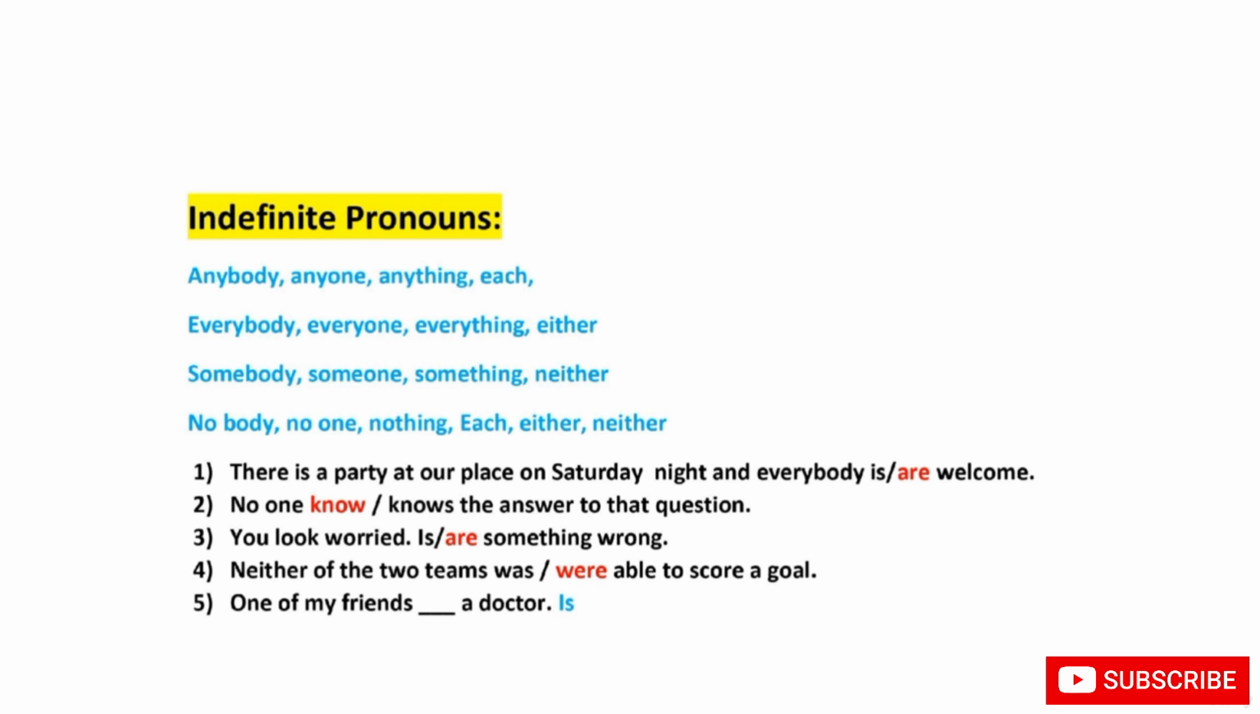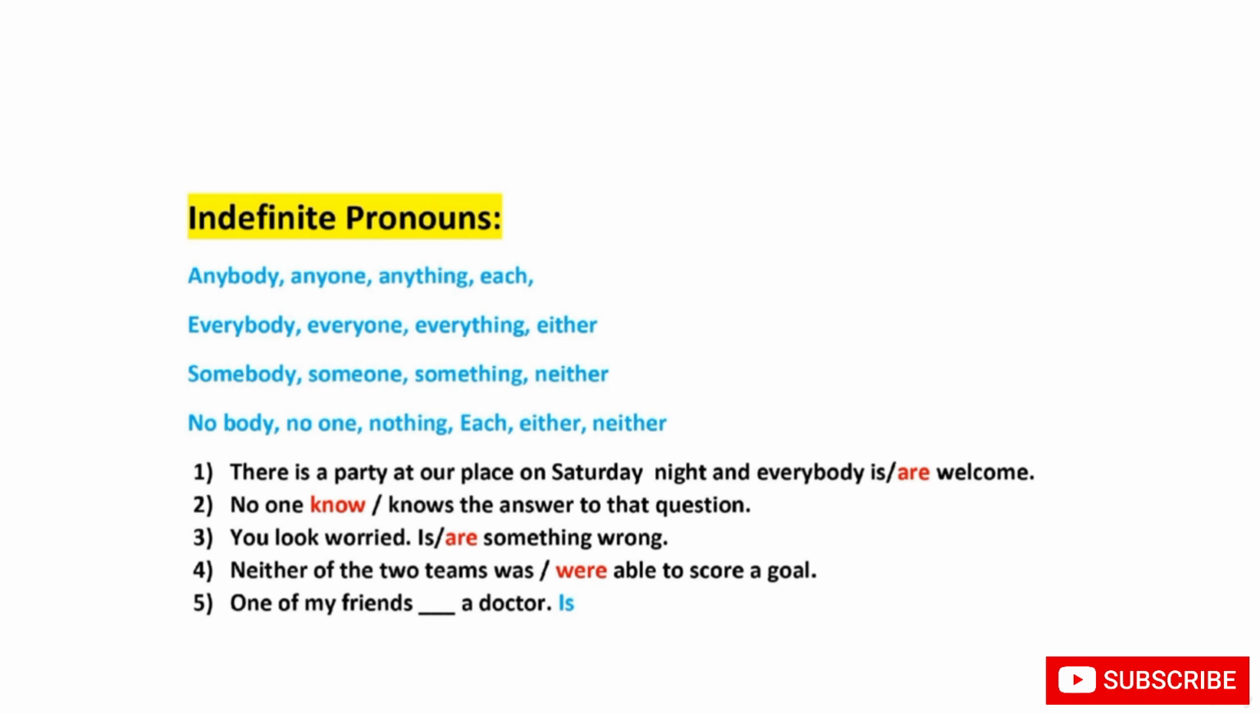And you might be asking here, wait, how is that possible? Because everybody means all the people. True, but everybody is kind of like saying every single body or every single person. So because we're referring to every single person, the pronoun is singular and you have to use a singular verb. In the same way, in number 2, no one knows the answer to that question. We're talking about no one. In number 3, you look worried. Is something wrong?